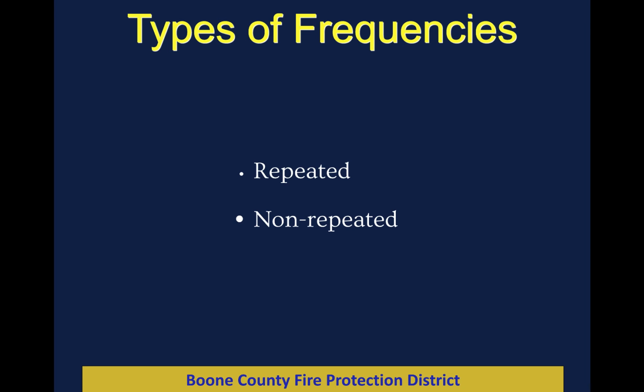There's two types of frequencies that are used in those channels in your radio. One is a repeated frequency and one is a non-repeated frequency. Repeated frequencies are used to be able to talk over long distances with relatively low power radios. If you are running a call out in the county and you need to talk to the dispatch center on your little low-powered 5-watt portable radio, the dispatch center needs to be able to hear you.